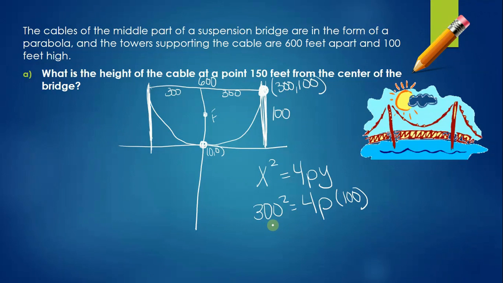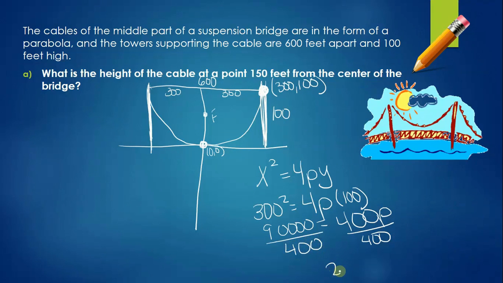300 squared is 9 with 4 zeros, so 90,000. 400p, looks like I've got to divide by 400 to get p. I get 225 equals p. So the equation of the parabola that we're looking at is x squared equals 4 times 225, which is 900y.